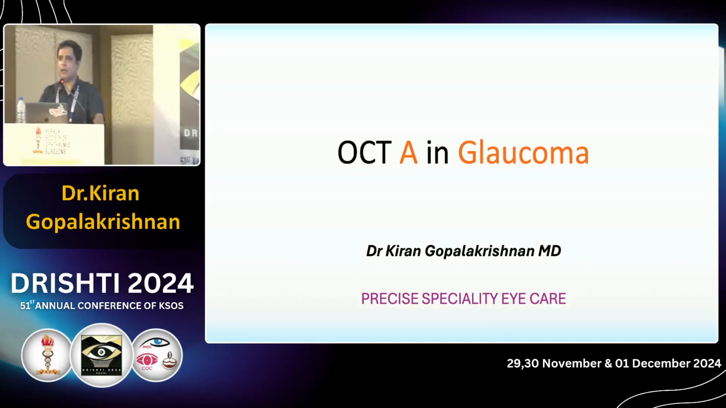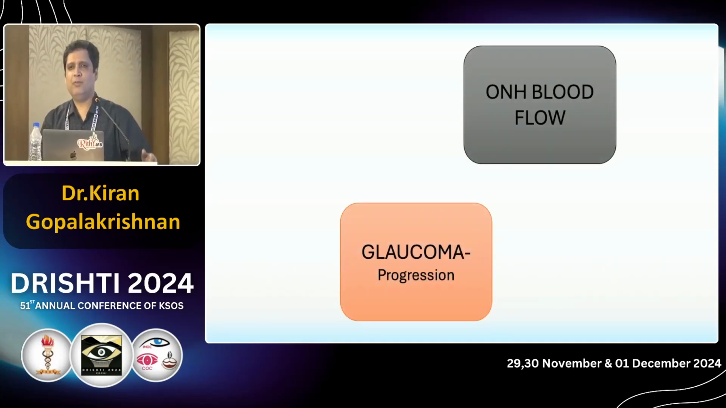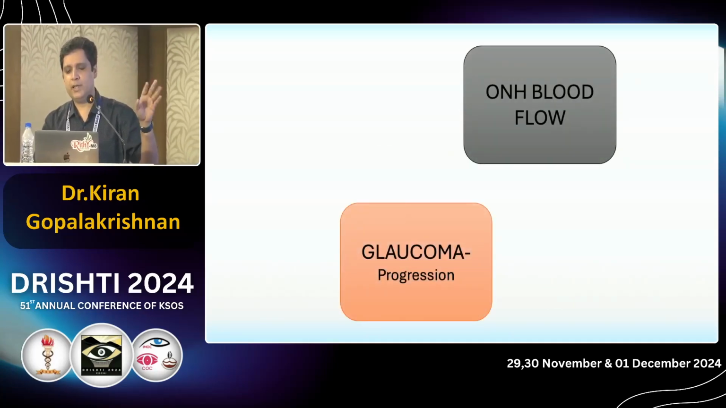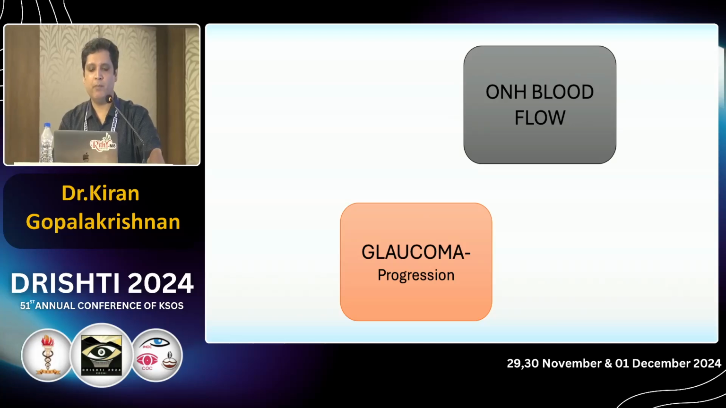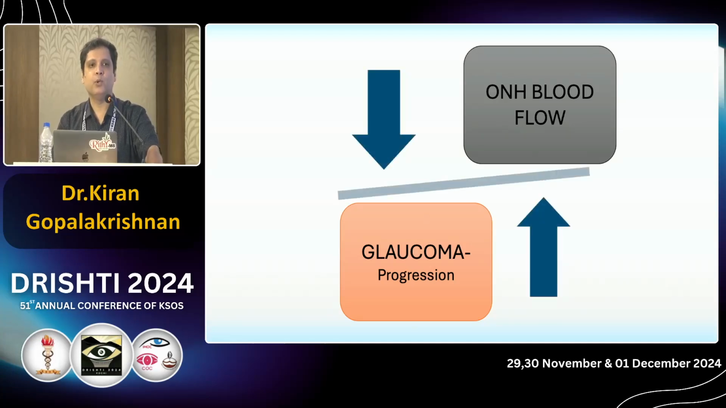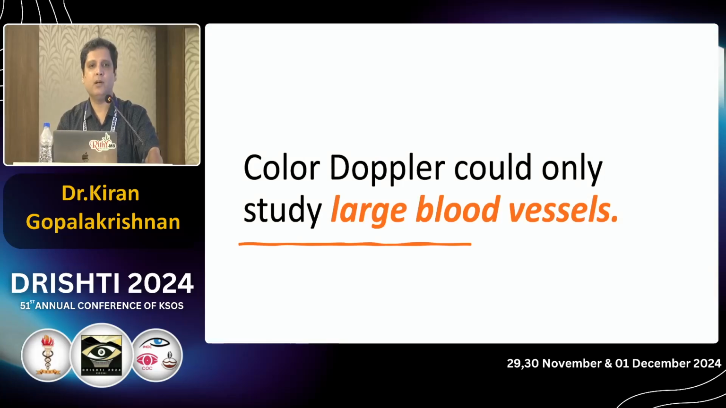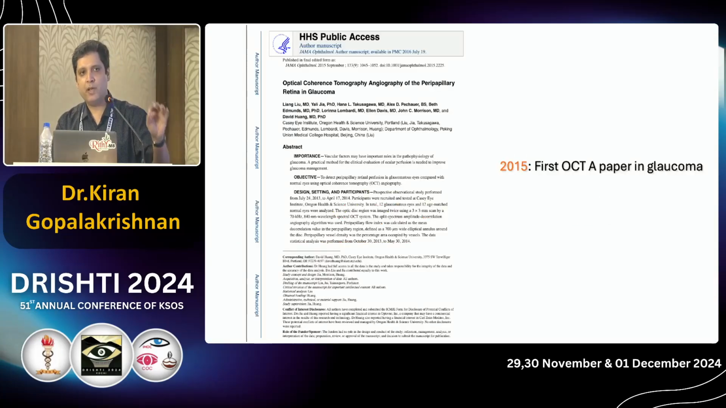So, OCTA in glaucoma. In glaucoma, there have been numerous studies and an emphasis on the optic nerve head blood flow and its correlation to glaucoma progression. But all these studies basically looked at the large blood vessels through color Doppler imaging. With OCTA, you could now image the microvasculature. So, this was the first paper on OCTA in glaucoma in 2015.